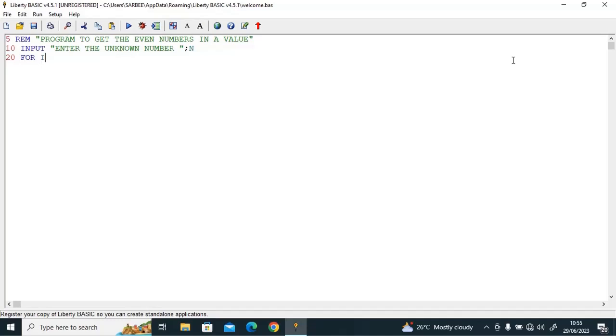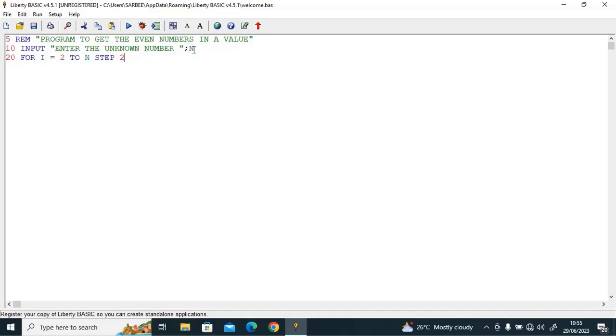So for I equals to 2 to n. That is what I'm saying, start from 2, because even number always start from 2. Any number that you put here, if I put 100, from I 2 to 100, you bring out the even numbers in it. So what I want to do, step 2. Step is a keyword in basic. Step means skip it by 2. So when you start from 2, it should not move to 3. It should skip by 2 to be 2, 4, 6, 8 till it gets to this end.